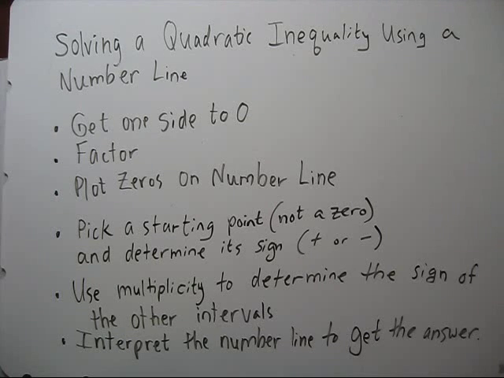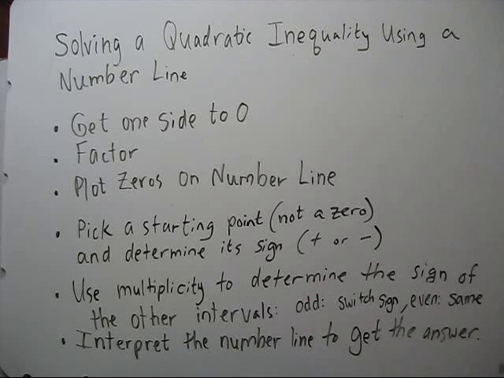Then pick a starting point inside of one of the intervals, so not on one of the zeros, and just determine its sign, positive or negative. You don't have to get an actual value. And then use multiplicity to determine the sign of the other intervals.